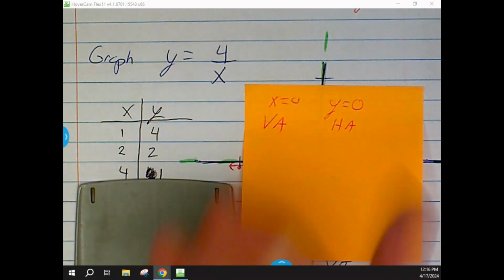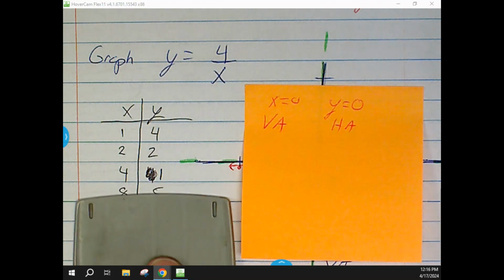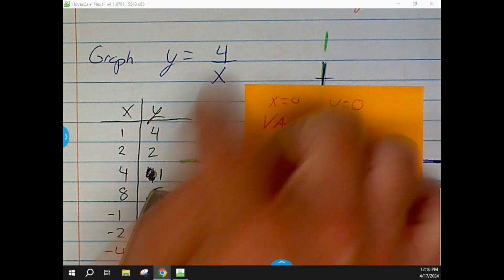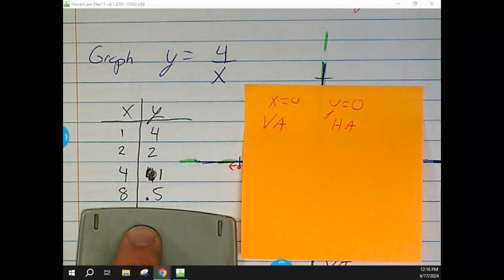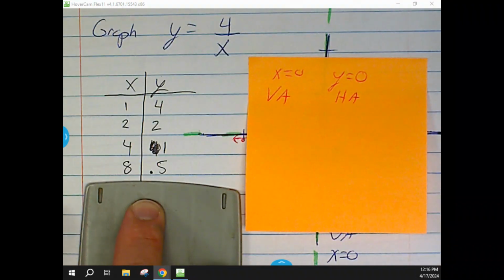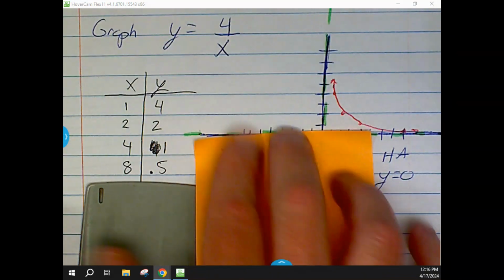Do 4 divided by 4, that would be 1. We are going to pick one decimal number, but one that's easy. We're going to plug in 8. So that's 4 over 8, which is basically a half, which as a decimal number would be 0.5. All right, and if we graph those points, it would look something like that.